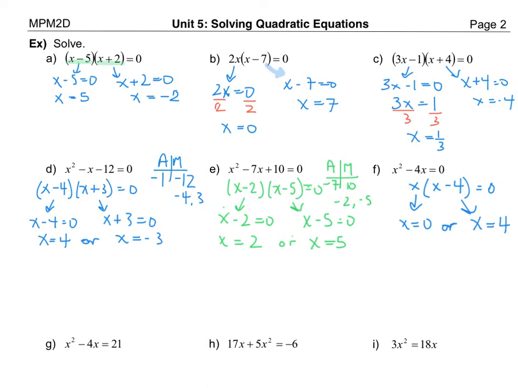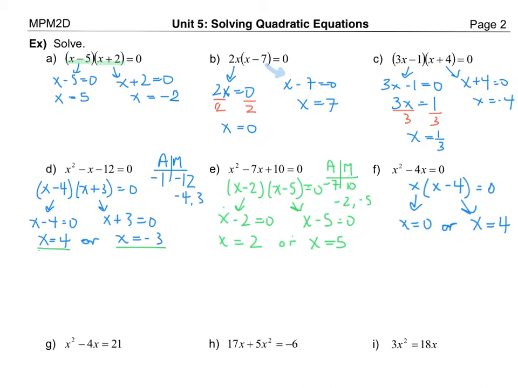All right, for the first one, we found the two numbers were negative 4 and positive 3. So I put my equation in its factored form of x take away 4 multiplying x plus 3. And then we set each little factor equal to 0 and solve. So I get my two solutions. Either x is equal to 4 or x equals negative 3.